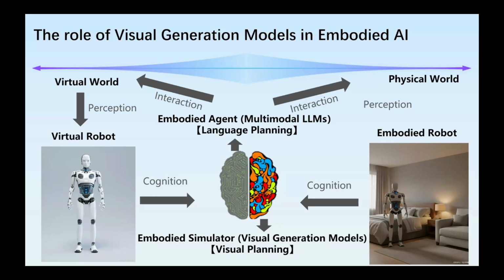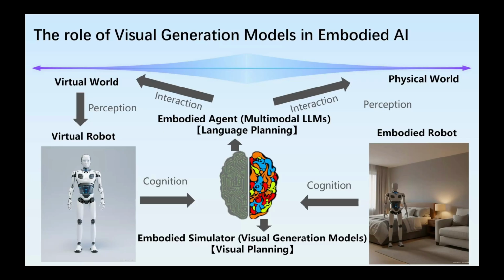Here's how it works. The embodied agent receives high-level goals via language, such as pick up the cup from the table. It then delegates to the embodied simulator, Qwen-Image, to visually simulate the outcome. What does the scene look like after I pick up the cup? This simulated visual feedback informs the agent's decision-making, enabling safer, faster, and more intuitive planning before any action is taken in the real world. In other words, language tells the agent what to do, and vision tells it what will happen if it does. This is not just about generating images, it's about building a predictive, perception-aware action planning loop that bridges imagination and reality.